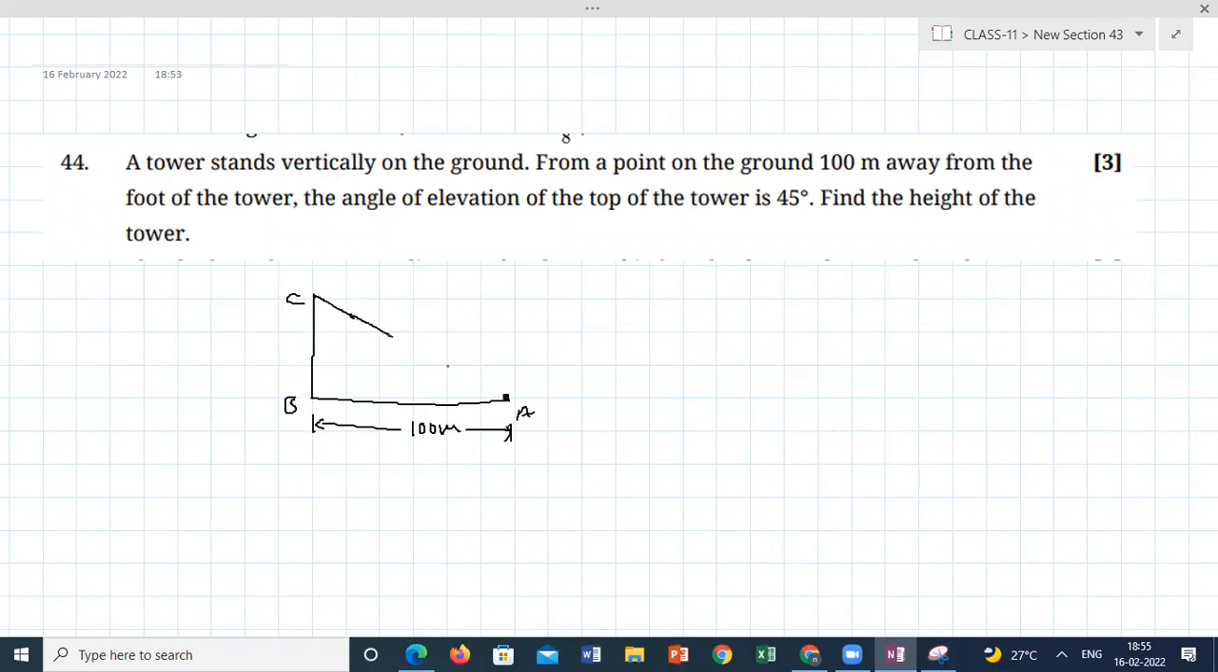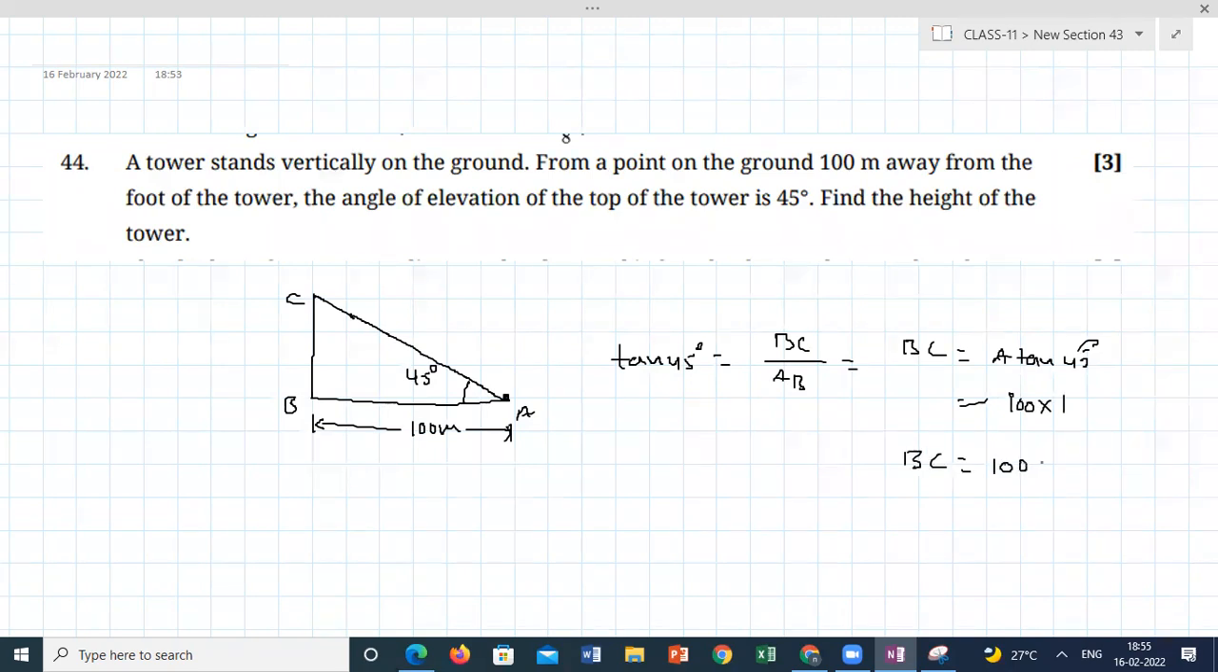Then what is the height? This is 45. Very simple. Tan 45 is equal to BC by AB. So BC is equal to AB tan 45. AB is 100 into 1. So the height of the tower is 100 meters. Is it clear? How I got this 100? Yes. Next question.